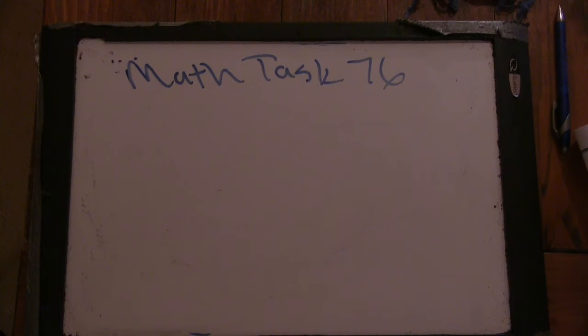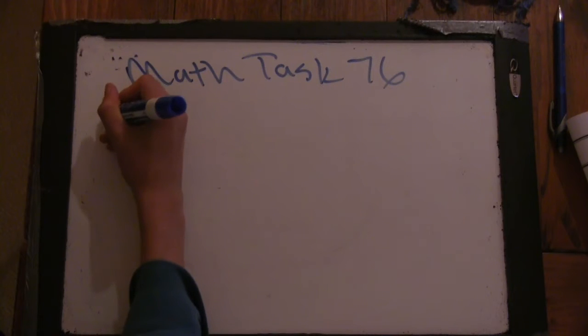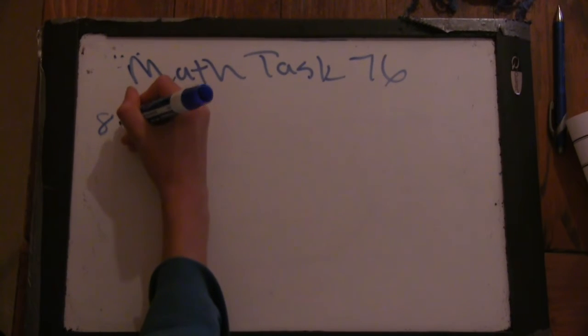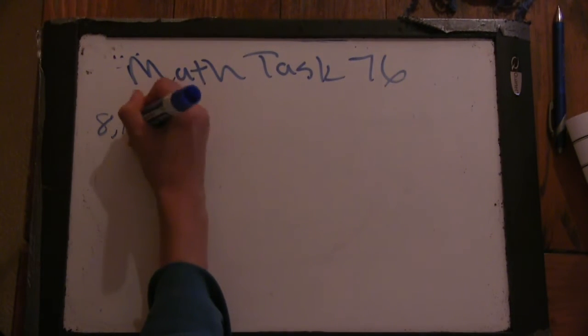MathTask76. This is an old problem that gave you a little bit of trouble today, so we're going to just talk through it. Anna starts with 8 and counts by 5s. Her first three numbers are 8, 13, and 18. Okay, so that's Anna. Starts with 8 and counts by 5s: 8, 13, 18.